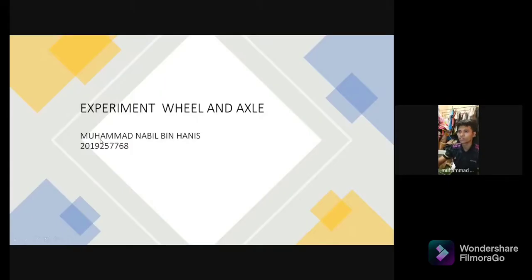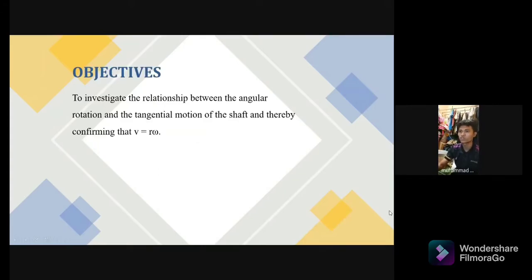Assalamualaikum warahmatullahi wabarakatuh. My name is Muhammad Nabil bin Hanis. My ID number is 2019257768. I want to present about the experiment wheel and axle. The objective of the experiment is to investigate the relationship between the angular rotations and the tangential motion of the shaft, and confirm that V equals R W. W is the angular velocity.